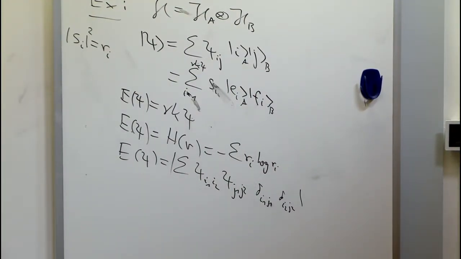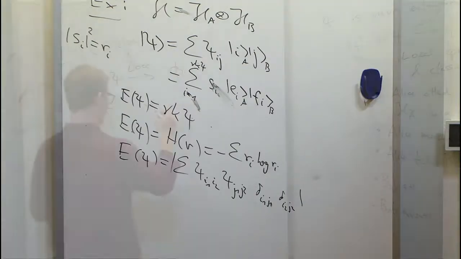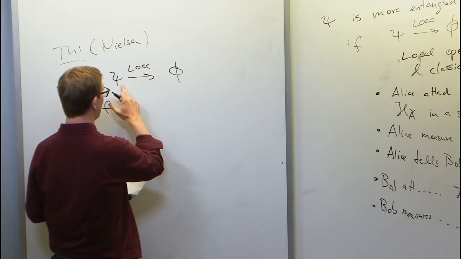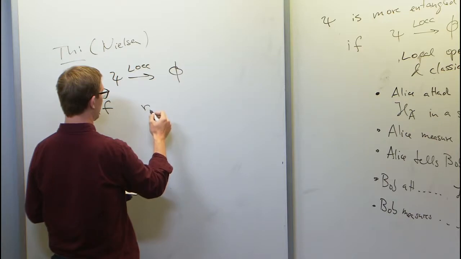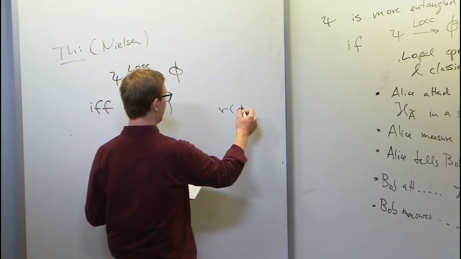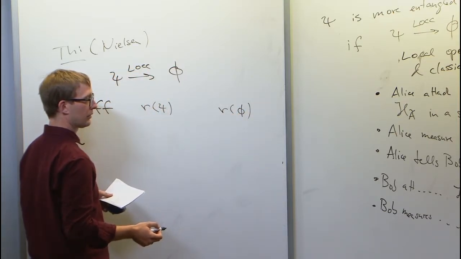Okay, let me give you a theorem. A nice theorem, and then I want to do one more thing, and then we're done. This is a theorem by Nielsen. Very cool theorem. The theorem tells you that I define these singular values; this one has singular values, I call them r of psi, and that one has singular values, I call them r of phi. This is the case of a tensor product of two Hilbert spaces now.